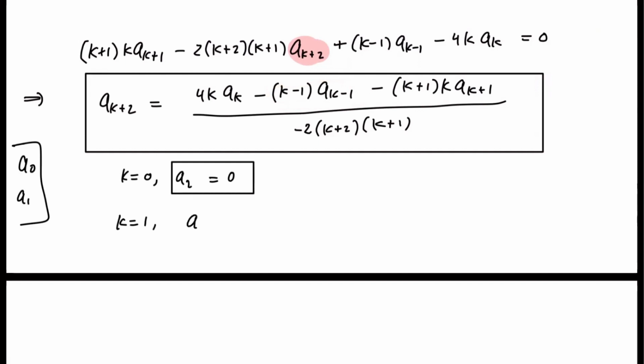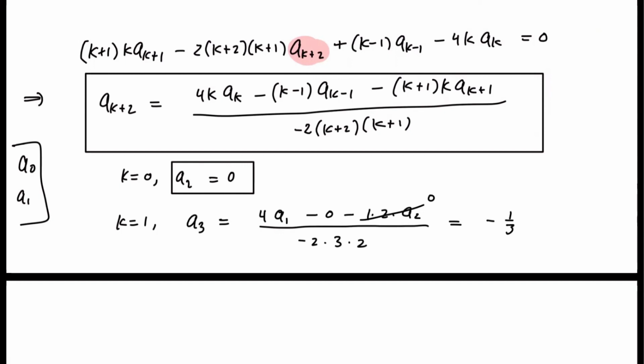K equals 1, you're going to get a sub 3. As you work it out, you'll see that this is going to be 4 times a sub 1 minus 0 minus 1 times 2 times a sub 2 all over negative 2 times 3 times 2. And we know a sub 2 is 0, so this is 0. So this is really negative 1/3 a sub 1. All right, so that's a nice coefficient. Let's go for one more.